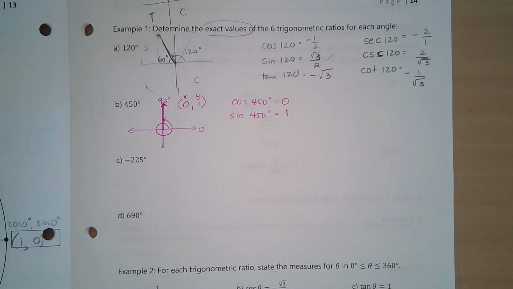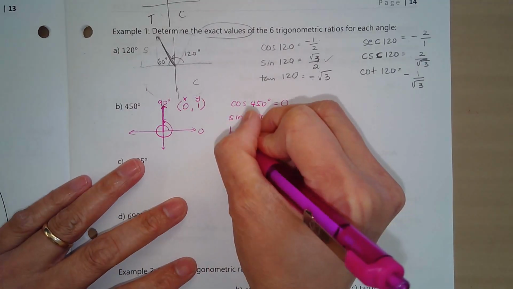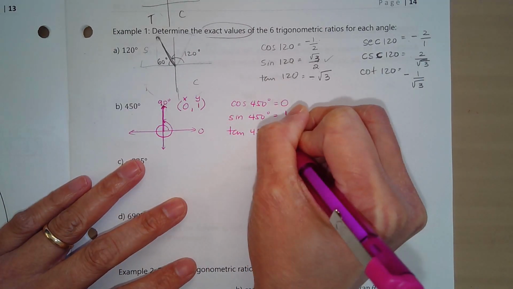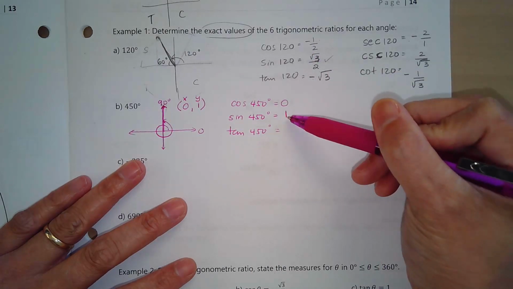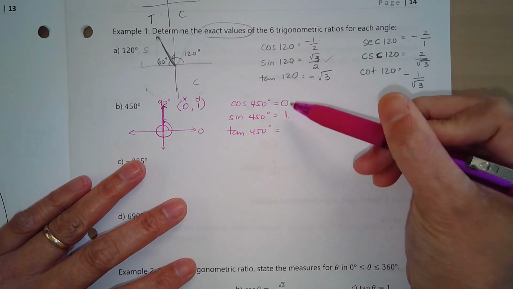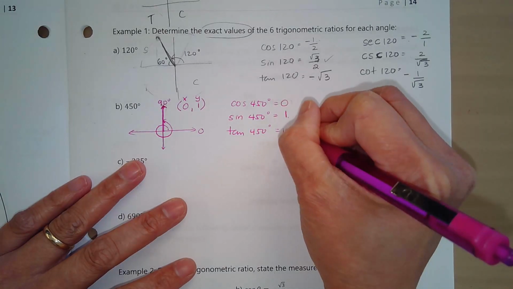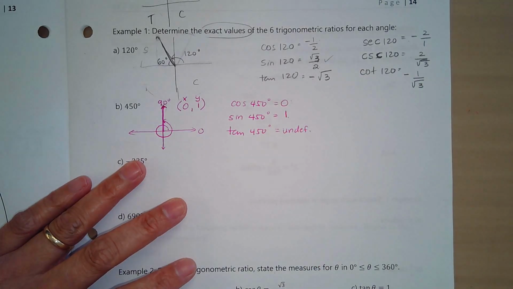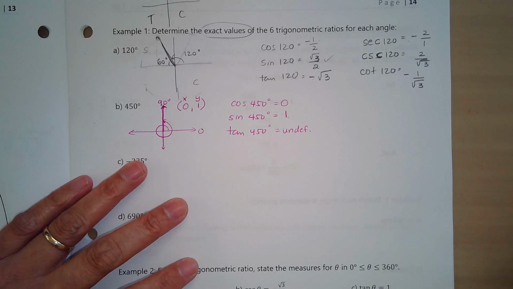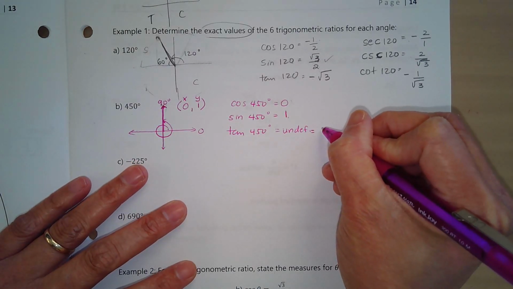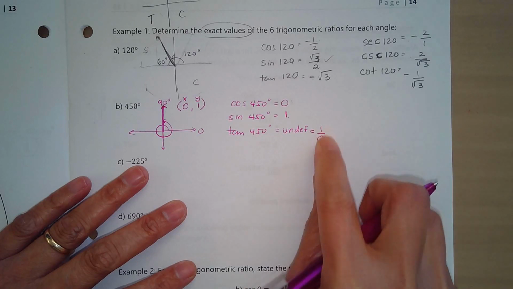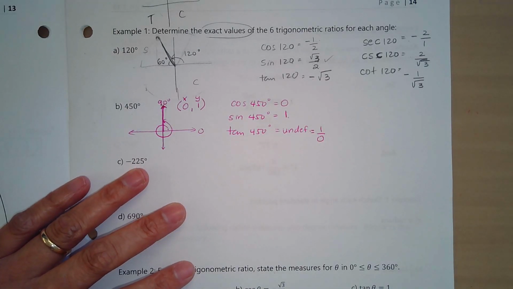And then tangent, we have to remember what tangent is. Tangent is sine divided by cos, or y divided by x. So tan of 450 is equal to sine, which is 1, divided by 0, so it's going to be undefined. Okay? I'll just put the value here, 1 divided by 0. That kind of explains why it's undefined.